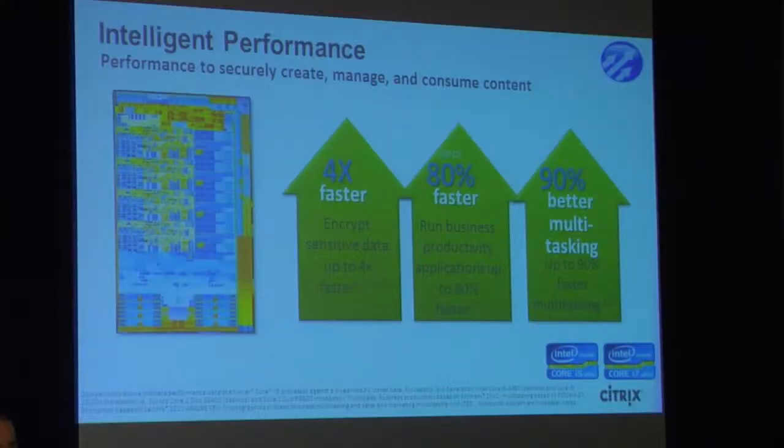So intelligent performance, why is that important? When users are computing, they want to get through their work faster, right? They don't want to wait, when they click a mouse, for the activities to go through the network and come back and have to wait for things to happen. They want fast responsiveness, things to happen right away. So with Intel vPro processors, you get 4 times faster encryption. We'll talk a bit about the technology that enables that. 80% faster productivity on business applications, and 90% better multitasking. This is compared to a 3-year-old PC.